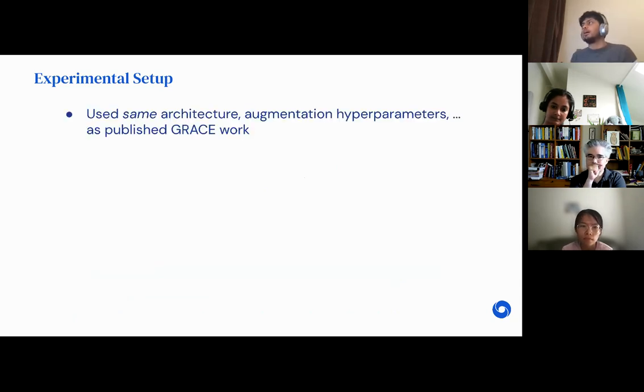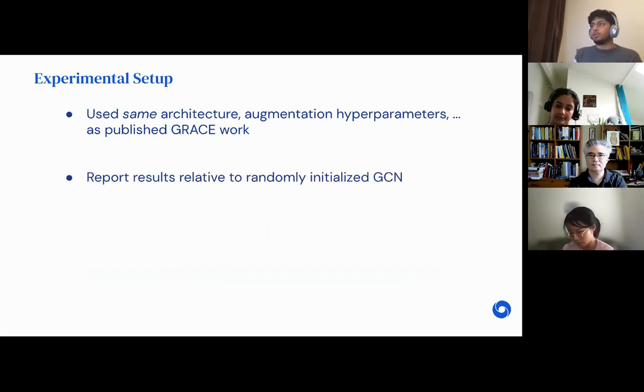Okay. And trying to be fair to the previous published work, we try to use the exact same architecture and the augmentation hyperparameters and so on. And we're trying to report results relative to a randomly initialized GCN. So this means that only the encoder is randomly initialized and you never train it, and it's frozen. And on top of that, you train the linear classifier to convergence, right?